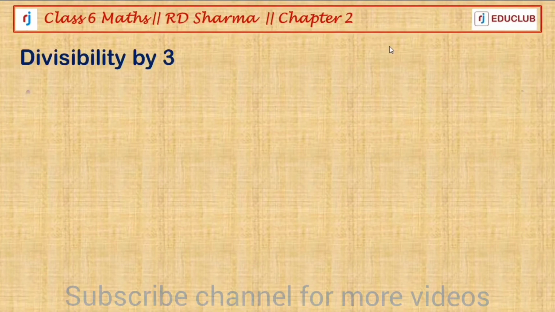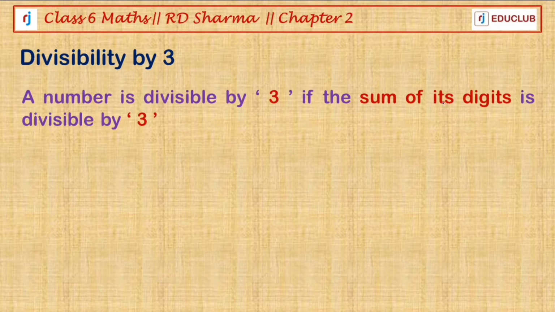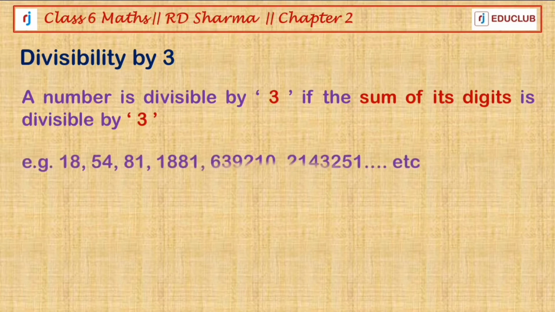Next, divisibility by 3. A number is divisible by 3 if the sum of its digits is divisible by 3. If the sum of the digits of the number is divisible by 3, then that number is divisible by 3. Let us see some examples. These are some of the numbers: 3 6s are 18, 3 18s are 54, 27 3s are 81.